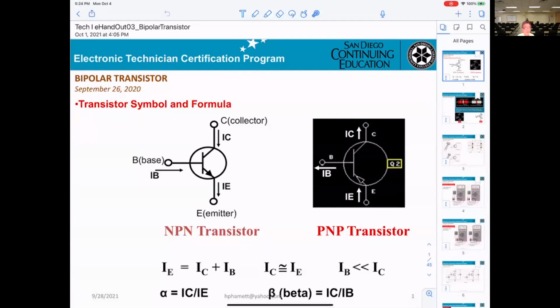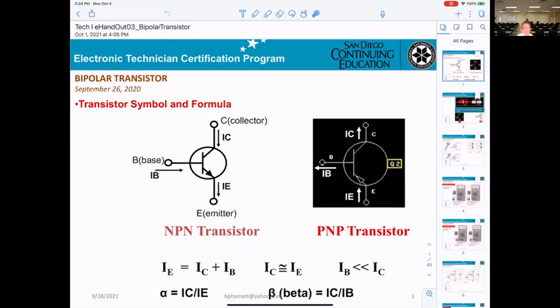Okay. So any question, just stop me, let me know. First thing, this is the symbol for what we call an NPN transistor.